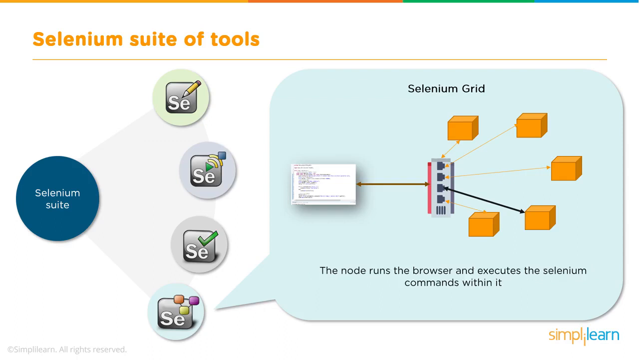So what happens on the node? Once it gets the command from the master, the node actually runs the specified test on the browser. So you can check out our detailed video on Selenium Grid for you to understand how the grid works and how we do this configuration and execute the test.